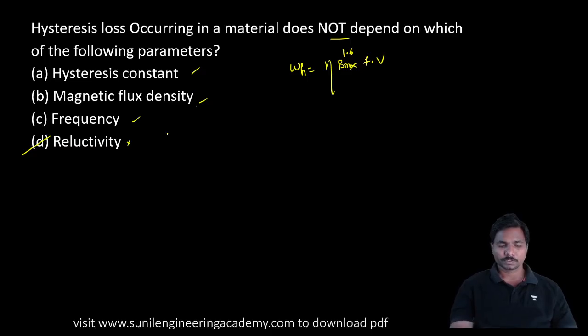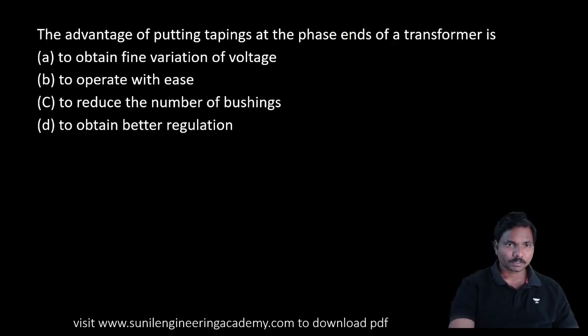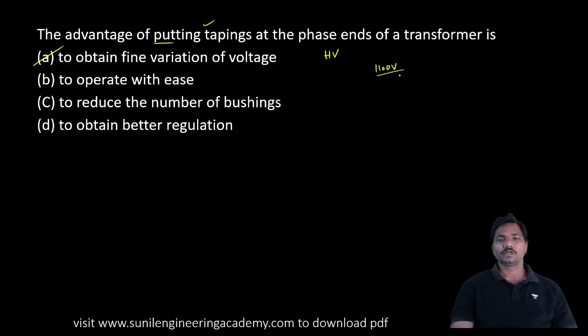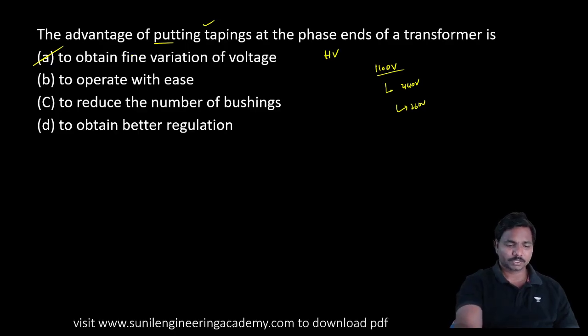Next, the advantage of putting tappings at the phase ends of the transformer. Why do we require tappings? To get variation of the voltage. Generally, it is provided on the HV side. For example, it is 1100 volt. You can make the tapping for 440 volt or 230 volt like that. According to your requirement, you can vary the voltage.